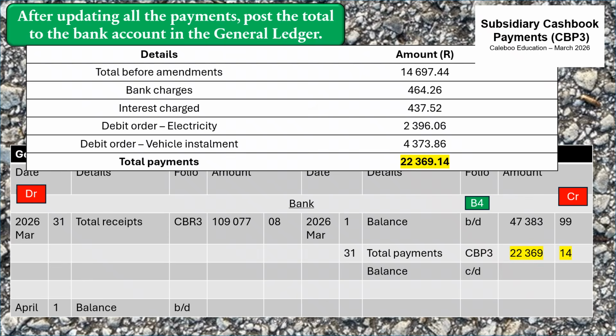We have to do the same thing with the payments. We've worked from 14,697 before amendments. We've taken into account now bank charges, interest charged, and debit orders we didn't know about. And the new payments number, or the correct payments number, once we've got all the information, is 22,369. Payments, it's a decrease in assets, will get credited, goes on the credit side. Total payments, 22,369. So we've now posted the total to our bank account.